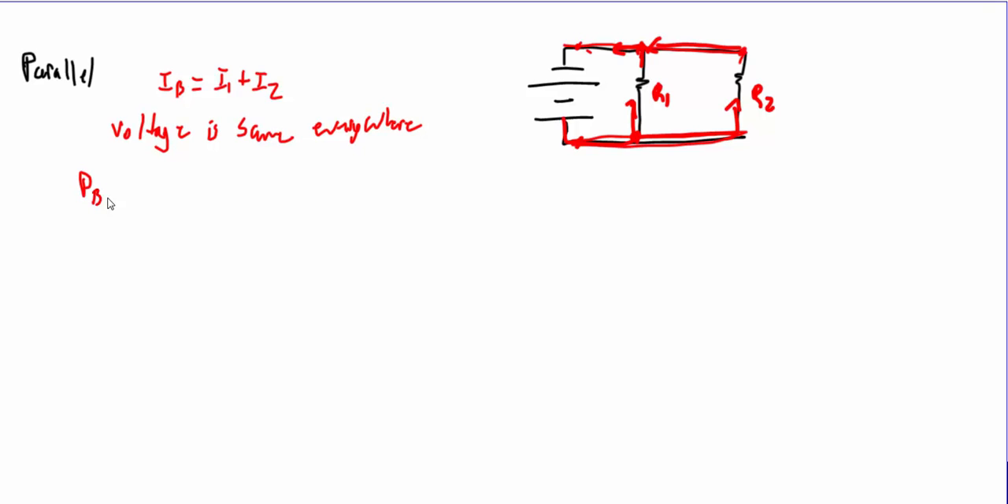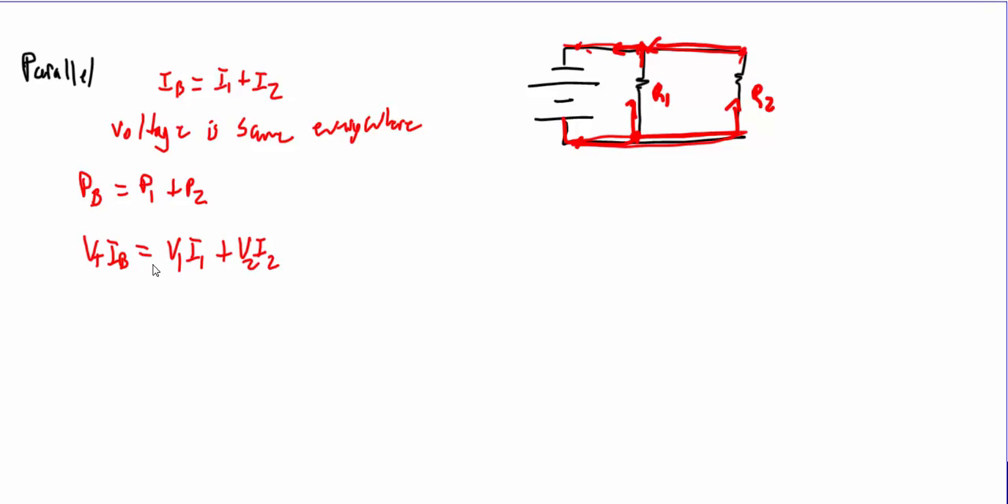So again, if we look at this in terms of power, the power of the battery has to still equal the power being consumed by resistor 1 plus the power being consumed by resistor 2. Energy can't be created or destroyed. Which means we can say, well, power is voltage times current, so the total voltage of the battery times the current of the battery has to equal the voltage across R1 times the current through resistor 1 plus voltage times current through R2.